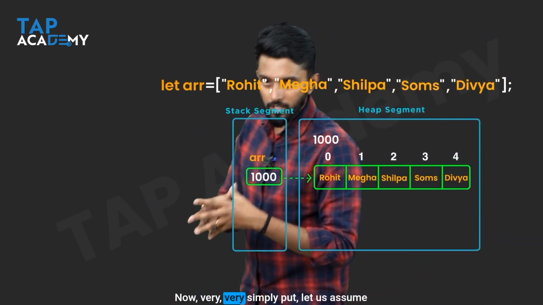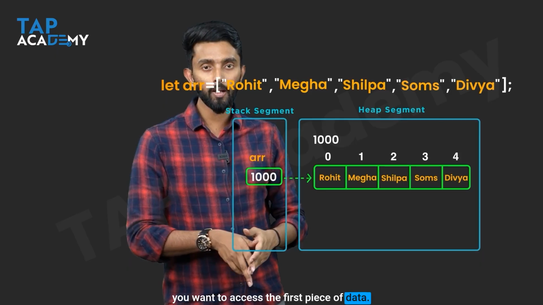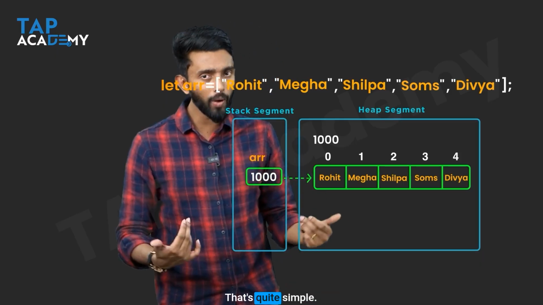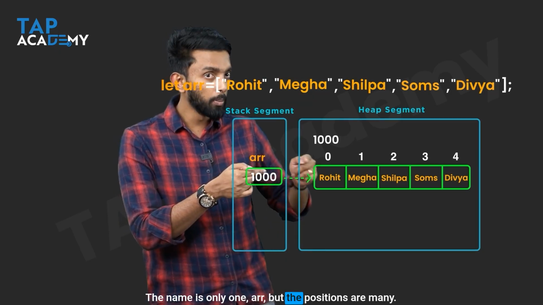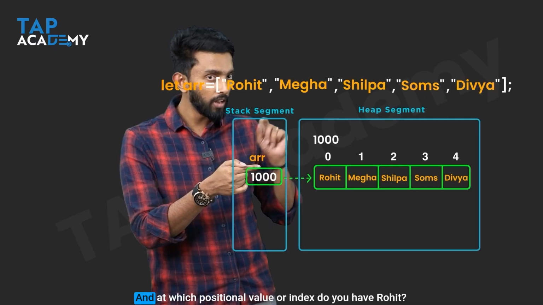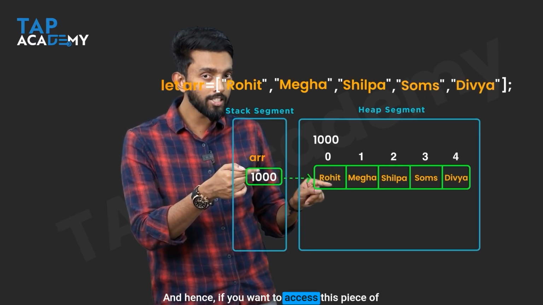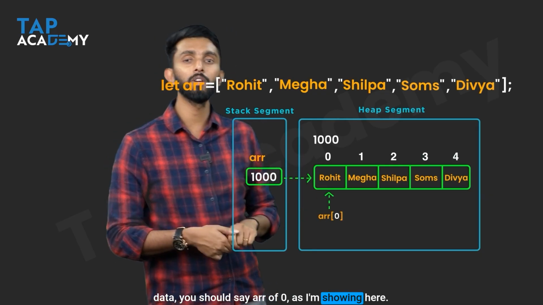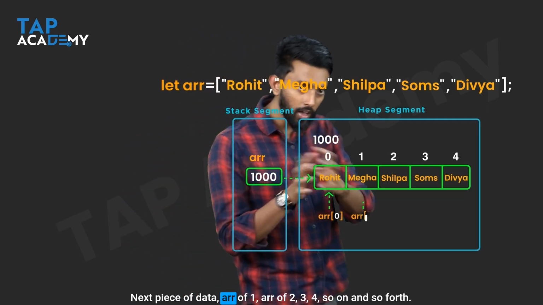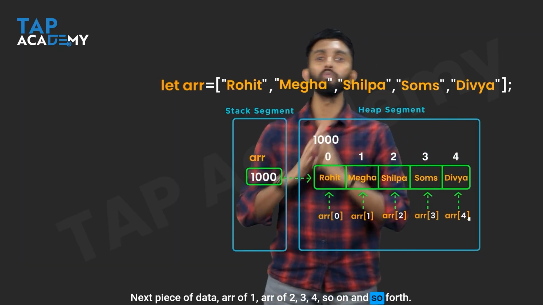Now, very, very simply put, let us assume you want to access the first piece of data. Now, how do you access it? That's quite simple. The name is only one, ARR, but the positions are many. And at which positional value or index do you have Rohit? 0. And hence, if you want to access this piece of data, you should say ARR of 0, as I'm showing here. Next piece of data, ARR of 1, ARR of 2, 3, 4, so on and so forth.